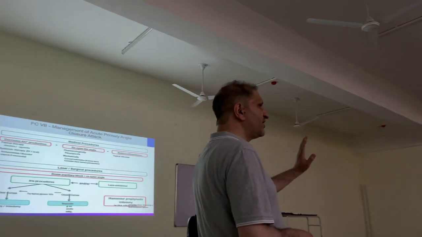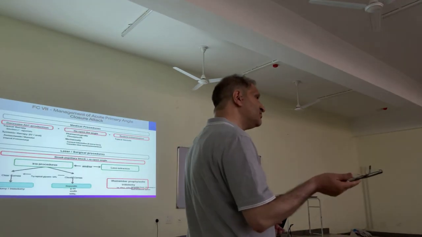Once you start pilocarpine every 5 minutes, the pupil will start constricting and the attack will regress. If the cornea is now clear, you do an iridotomy. That will finish the attack, because iridotomy is the mainstay of treatment. You can also do it in the opposite eye, because it is a bilateral phenomenon, not a unilateral one. A prophylactic iridotomy prevents the other eye from getting an attack. So you do a bilateral iridotomy.